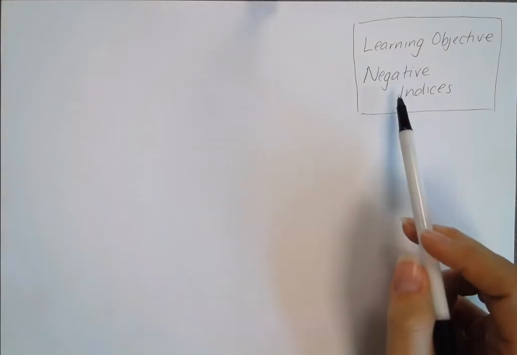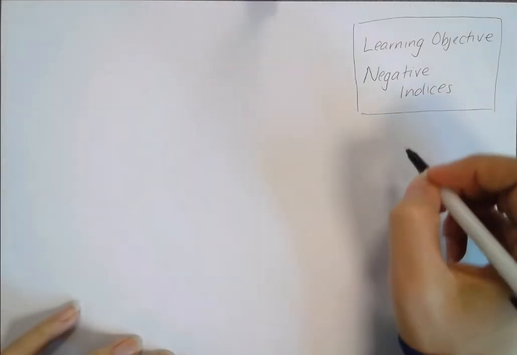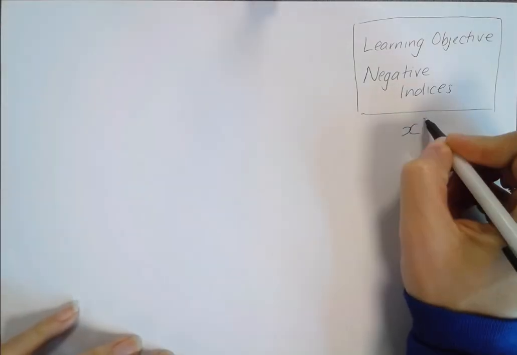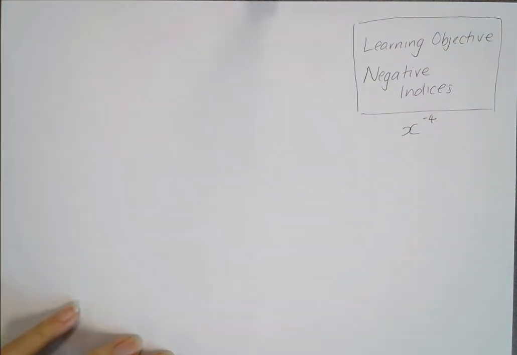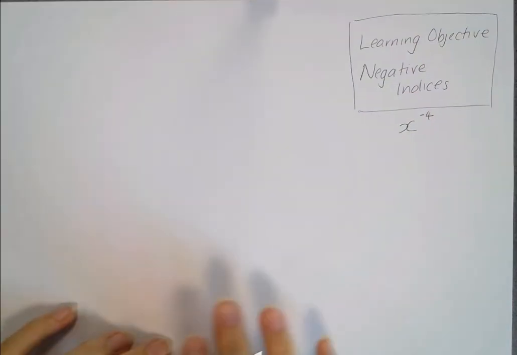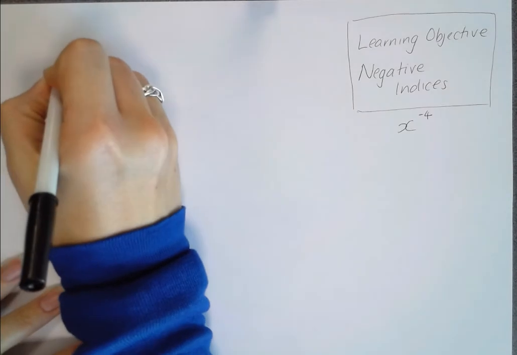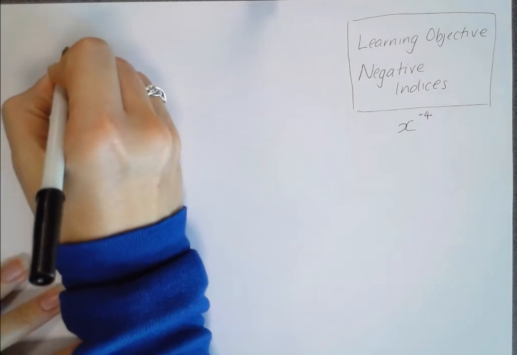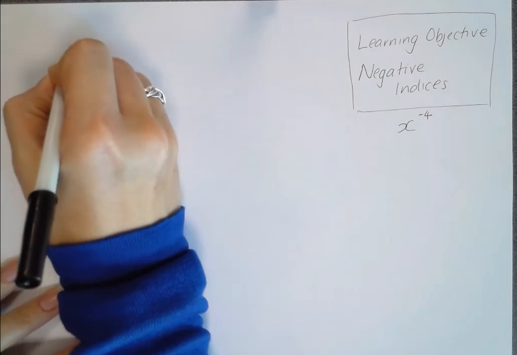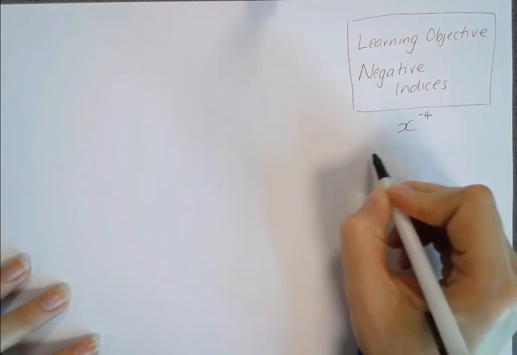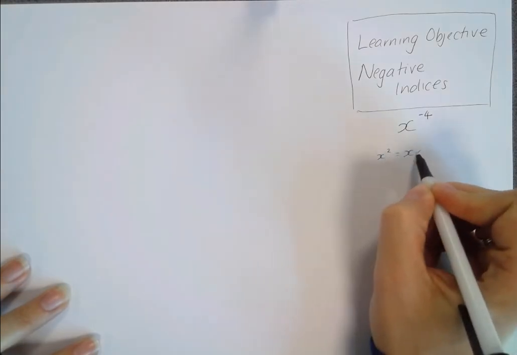In this video we're going to look at negative indices, so that might mean an x with a negative 4 power. We're used to only seeing powers that have positive numbers, so this is going to be a bit different. Okay, let's have a look at an example where we expand things out, and we're used to expanding things out. For example, we know that x to the power of 2 equals x times x.